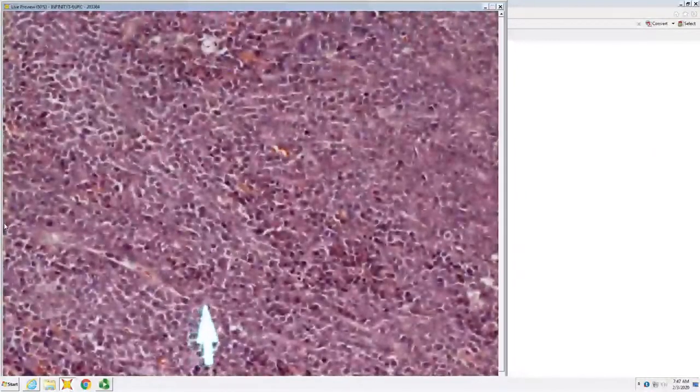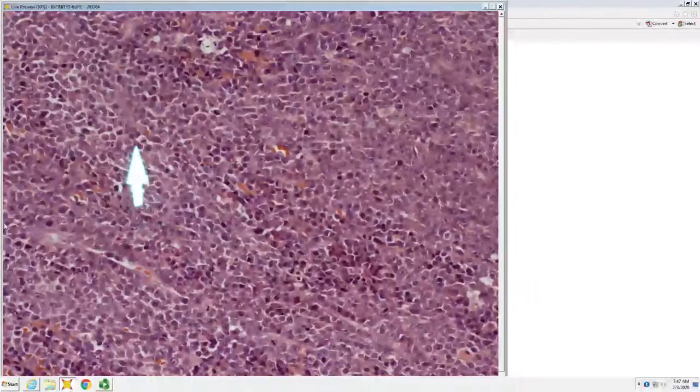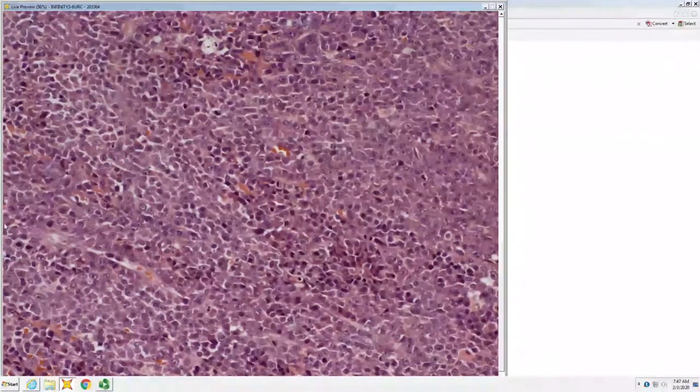Sheets of highly atypical cells, some of which have clock face nuclei and eccentric nuclei with a rim of cytoplasm. So they look like really ugly plasma cells. That's what you can see in myeloma.